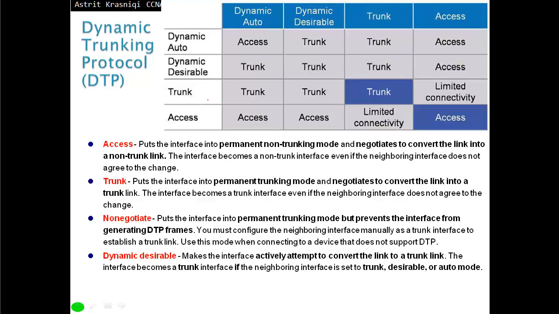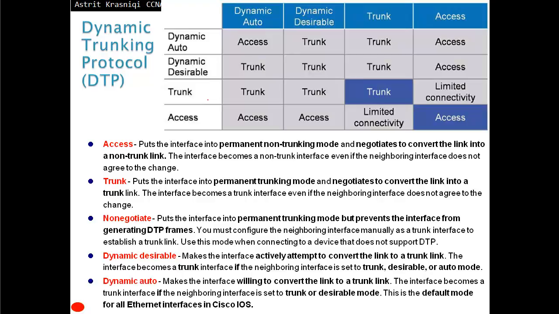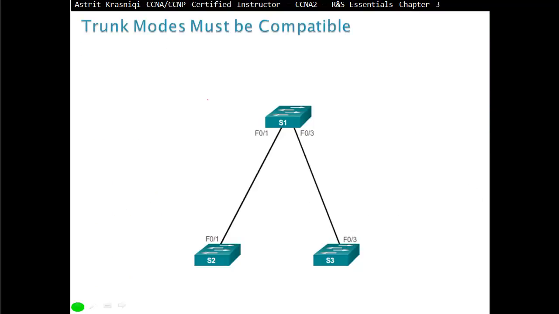Dynamic desirable makes the interface actively attempt to convert the link to a trunk link. The interface becomes a trunk interface if the neighboring interface is set to trunk, desirable, or auto mode, not an access port. Dynamic auto makes the interface willing to convert the link to a trunk link. The interface becomes a trunk interface if the neighboring interface is set to trunk or desirable mode. This is the default mode for all Ethernet interfaces on the Cisco IOS switch.